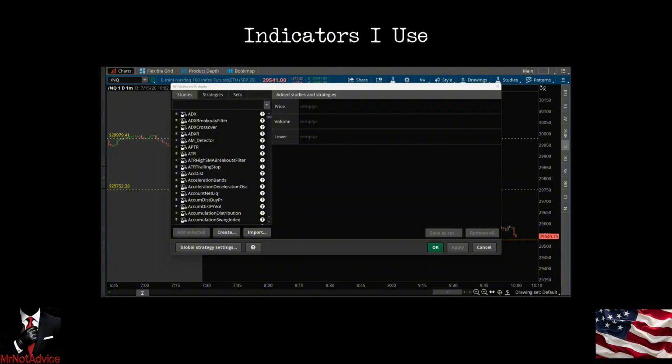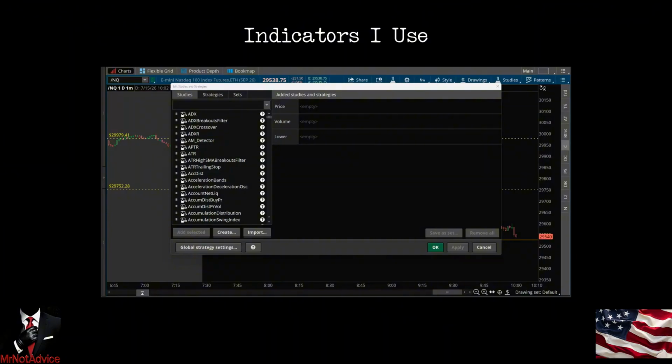Today, I'm going to be covering indicators, and I'm going to tell you the ones that I use, what my history has been as I learned about indicators, and some of the common traps that we could fall into when we're looking at indicators. So I'll start off right off the bat.